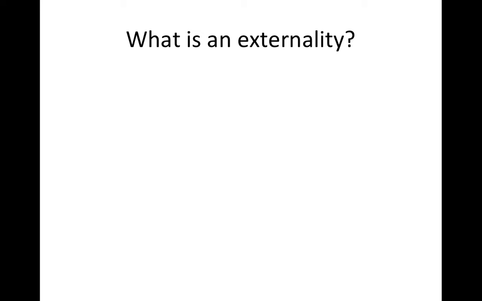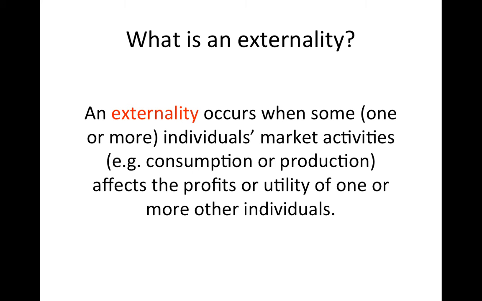To begin, let's start by defining exactly what an externality is. An externality occurs when one individual's market activity affects the profits or utility of one or more other individuals. Note that these other individuals may be either firms or consumers, and they may be participants in the same market in which the externality is generated or in a different market. To further clarify this definition, let's consider some examples.